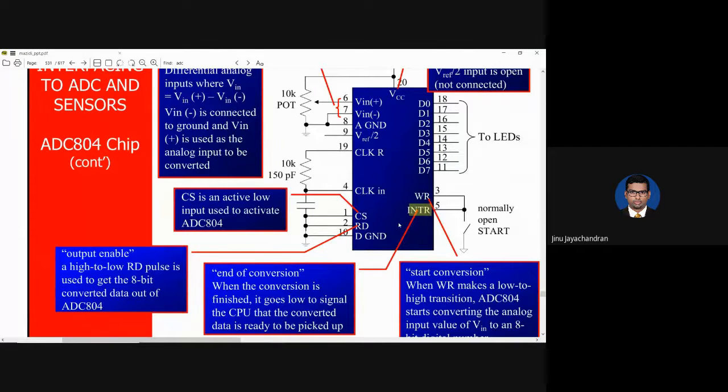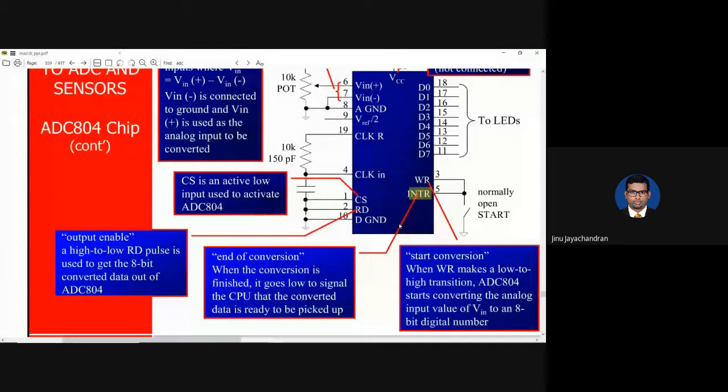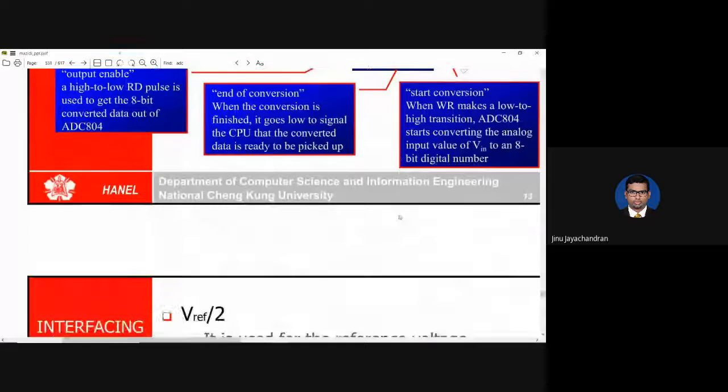So there will be a signal going to your controller, which will tell you that your conversion has finished. And to start the conversion, you can enable the write. You make a low to high transition at this write pin so that it will start the conversion, and the read signal will make your output available, and the interrupt will also be coming.